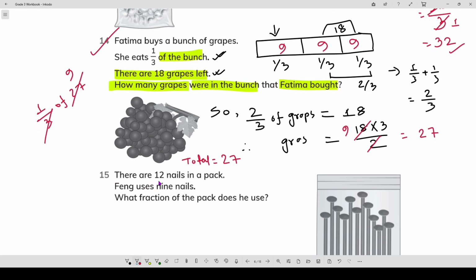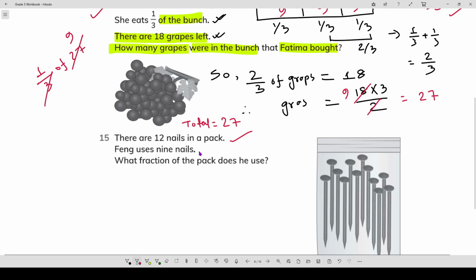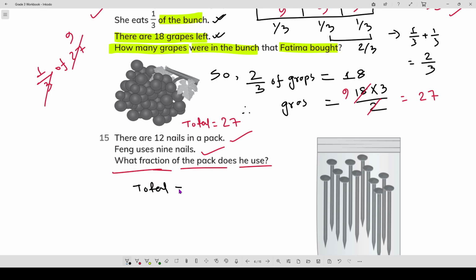There are 12 nails in a pack. He uses 9 nails. What fraction of the pack does he use? So how can we solve this one? We have to find the fraction. First, there are 12 nails in a pack. Total 12. Used 9.